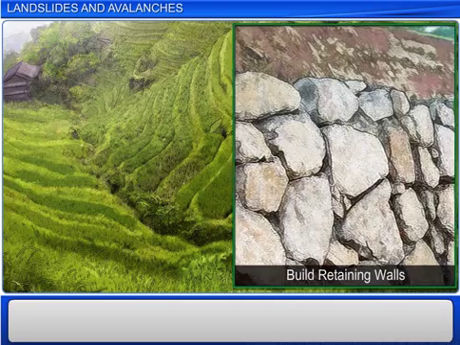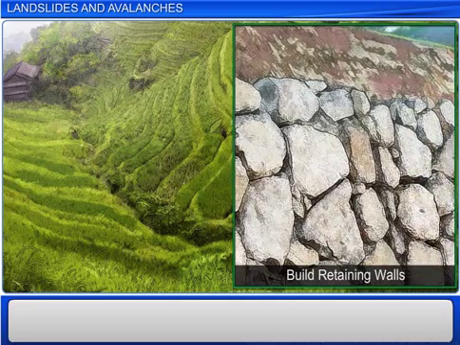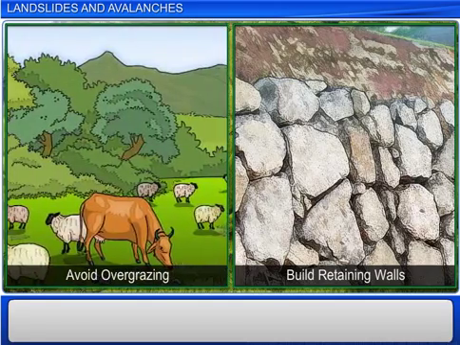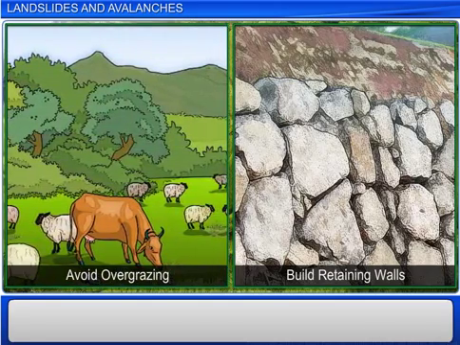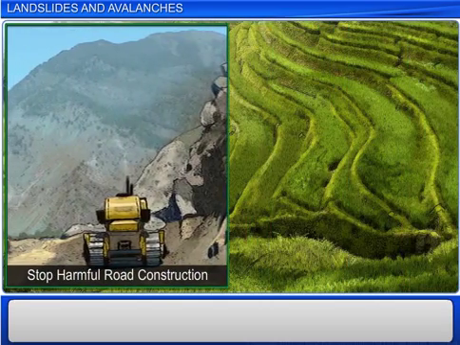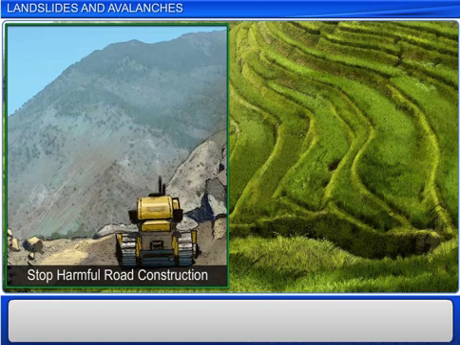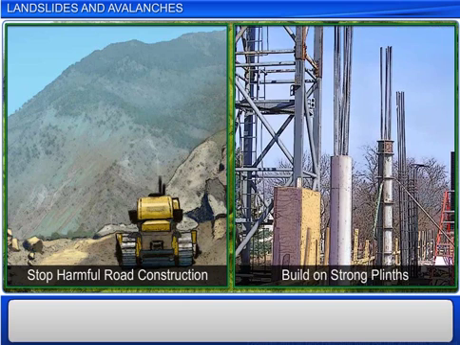Often, building a firm retaining wall can prevent landslides. Overgrazing of cattle should be discouraged as it leads to landslides. Another important step is to stop all road construction that hampers the natural drainage of a hilly area. Buildings in landslide-prone areas should be made on strong plinths. Cables and pipes laid on a landslide-prone area should be flexible.